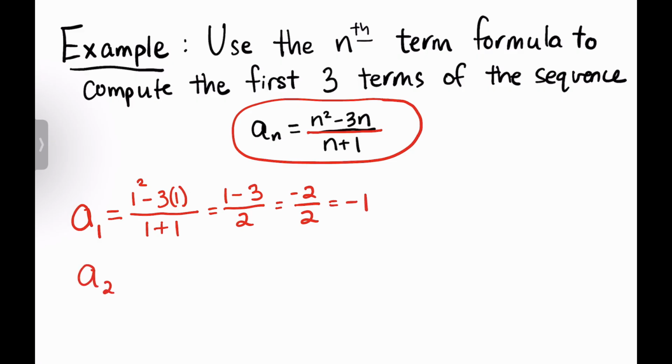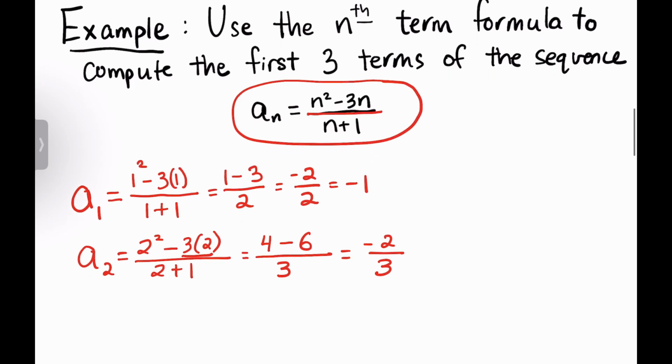The second term of the sequence, so wherever I see the n, I'm going to be plugging in a 2. So this would give me 2 squared minus 3 times 2, over 2 plus 1. I square first because of the order of operations. So that's 4 minus, and then I'm going to multiply these. I get 4 minus 6 over 3. And that leads to negative 2/3.